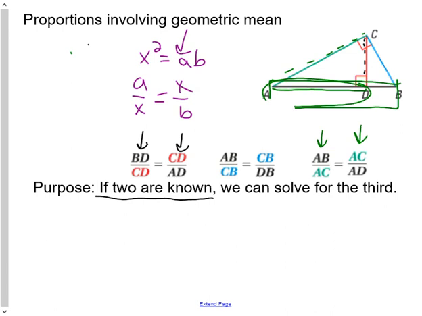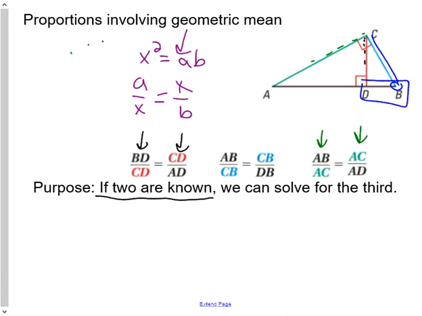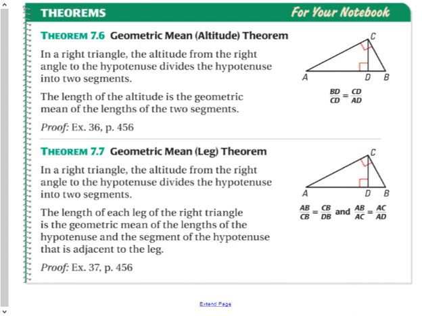Last one, same idea. What are the two segments that connect and touch CB? Right, the endpoint. Which ones have B? We've got DB and AB. And that's this one right here. AB to CB equals CB to DB. That is the best way to remember it that I found in practice. So here are those. It shows you the two proportions.